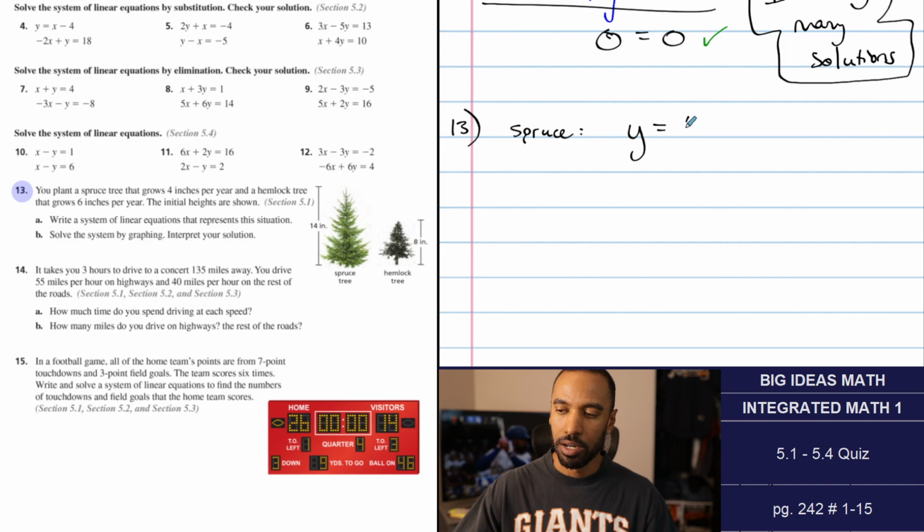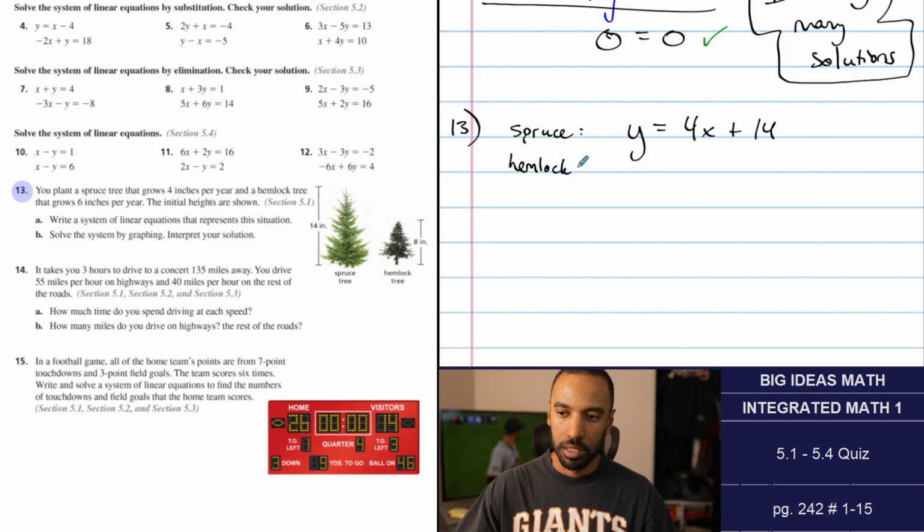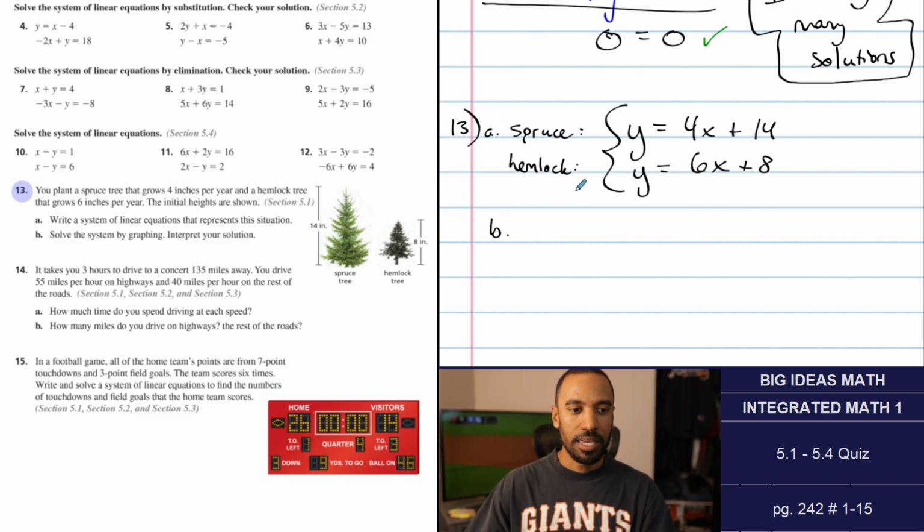4 inches per year, 4 inches times the number of years, plus the initial 14 inches that it was. Your hemlock tree, your height for this one, it grows 6 inches per year, but it has an initial height of 8 inches. So here's our system that we can use. This would be part A.